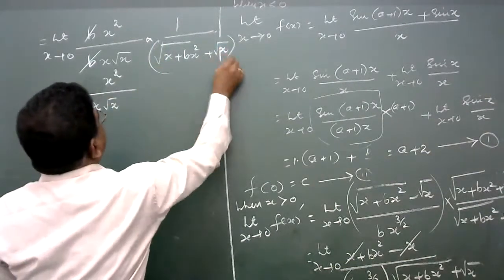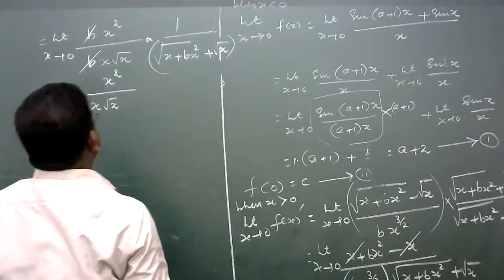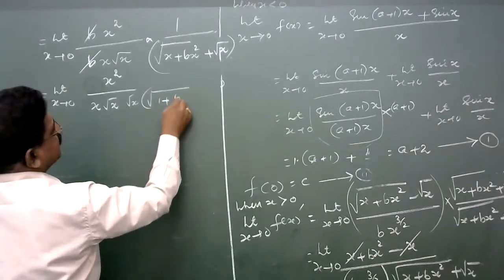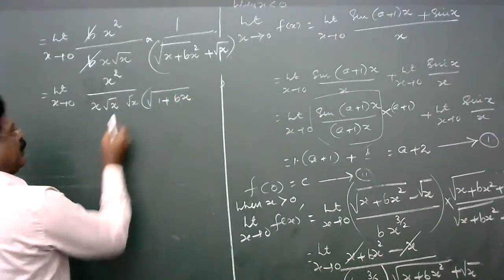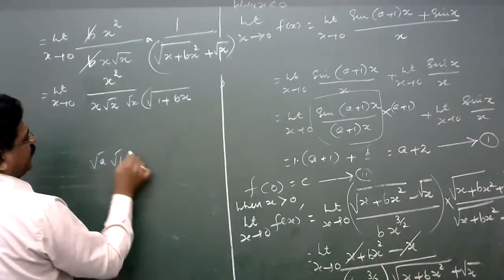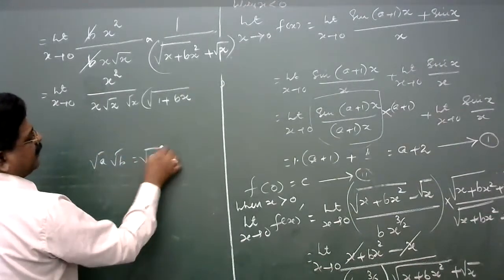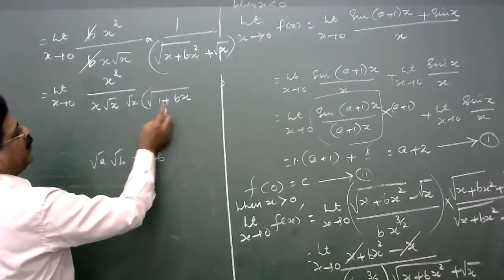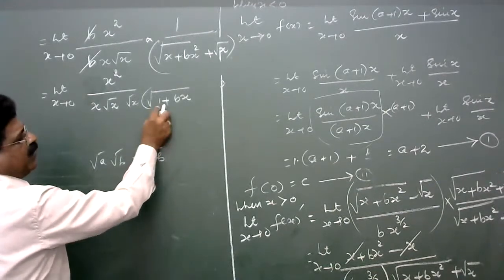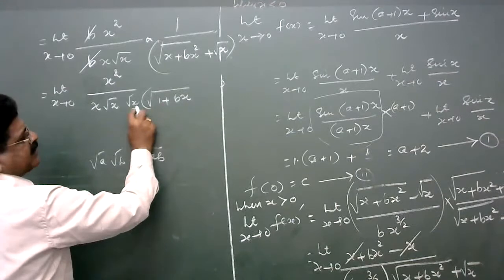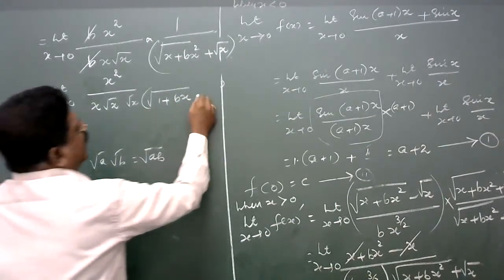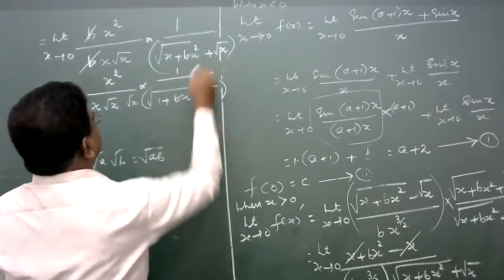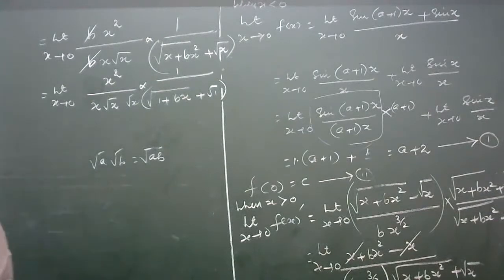Now, in this function, you can take root x outside. How? Take root x common: 1 plus bx. Root of a into root of b, if both are positive, is root of ab. So taking inside, upon root x plus b into, while taking x inside the square root, it becomes x, and bx, one more x, bx squared, plus root of 1. Clear?